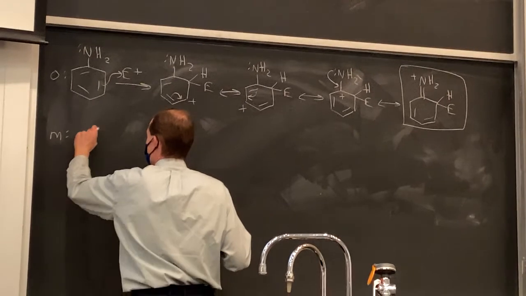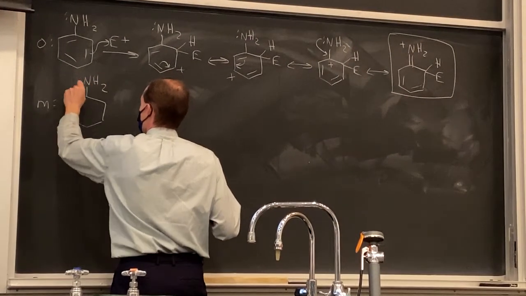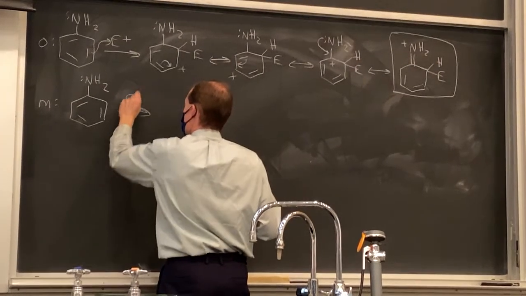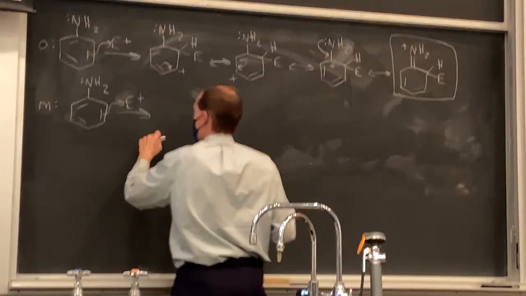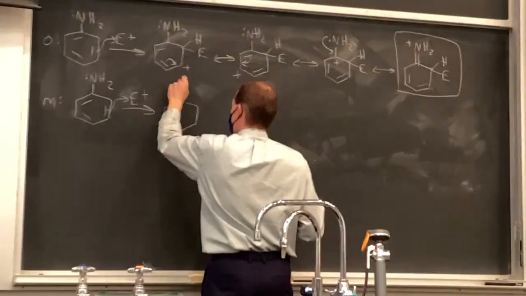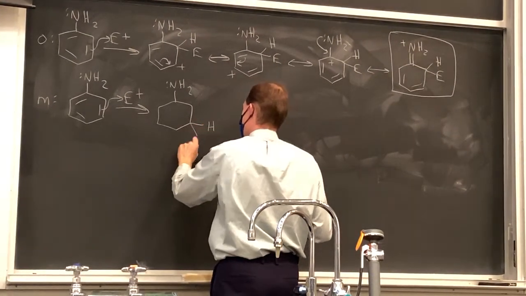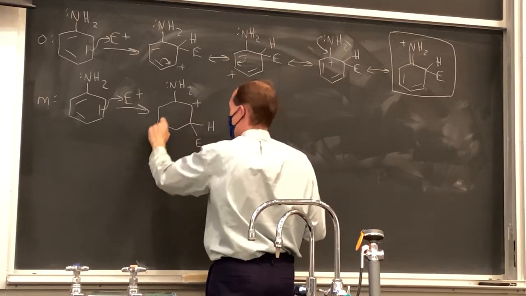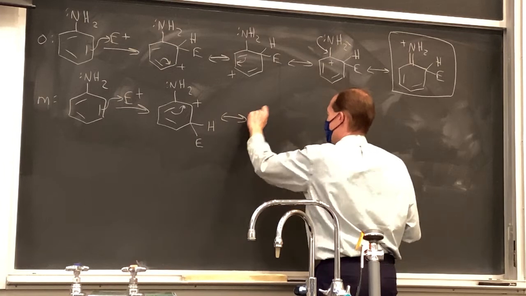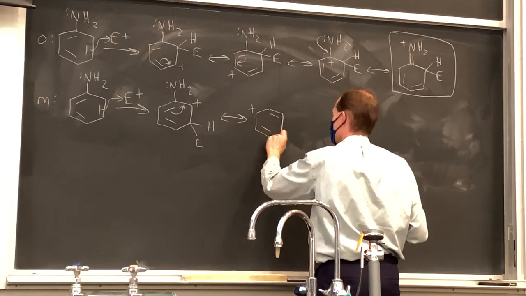Now let's see what happens when we attack at the meta carbon. You can probably guess what will happen based on what we did in our previous example, but we'll go ahead and draw it out. Okay. So our substituent is going meta. Positive charge is here on ortho. Now we start drawing our curved arrows, moving our positive charge around the ring.